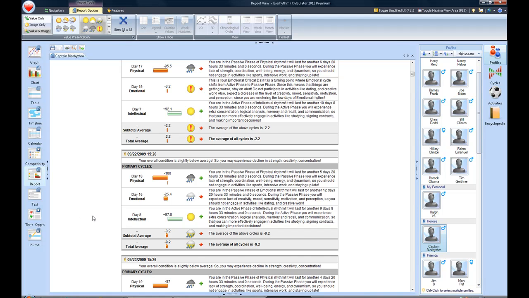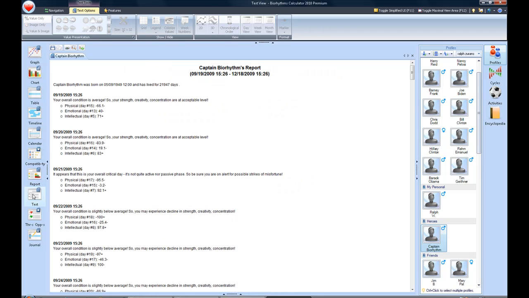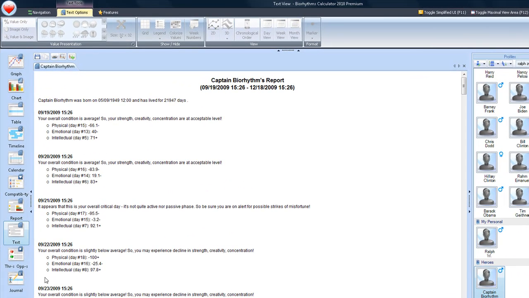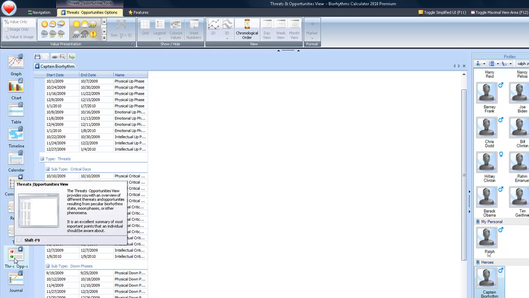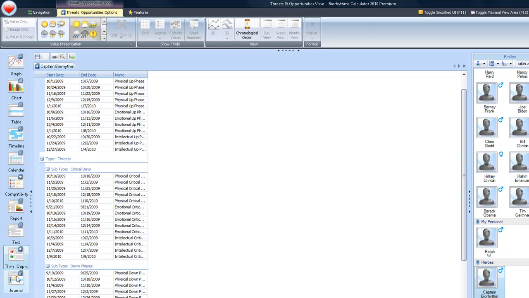So that's the report, and then we have the text, and this will just print out the text information, which is basic information about what the values are in a numerical way and what's going on with the cycle. It's an abbreviated definition of what's going to be happening every day that's easy to print out, and so you can utilize it very effectively by just printing it out or putting it in a text capture. And then here's the threats and opportunities again, and then we have the journal.